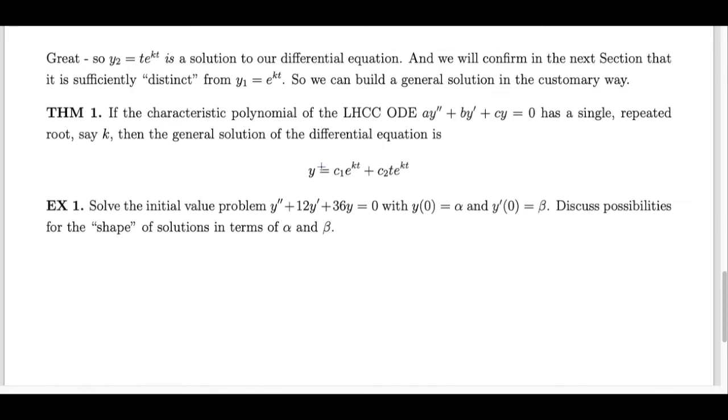It says if the characteristic polynomial of the LHCC ordinary differential equation has a single repeated root, here I've named it k, then the general solution of the differential equation is e to the kt as we would expect. And then in my second term here, I'll also have an e to the kt, but I've introduced a t as a sort of a coefficient. I've multiplied by this t. Let's try this out with an example.